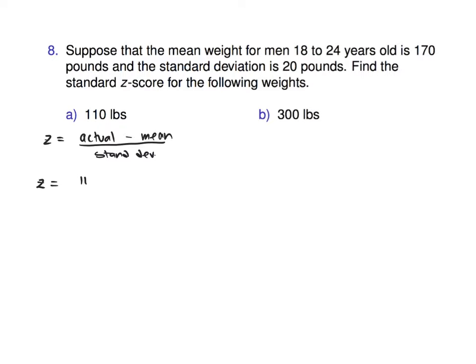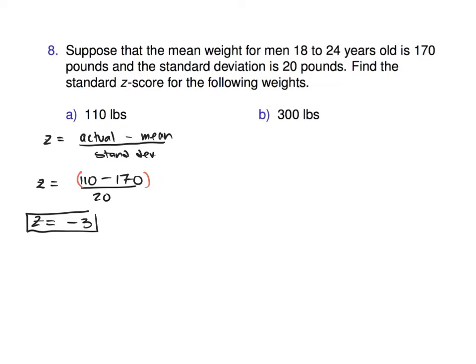So it would be 110 minus 170 over 20, so Z is, I think it's -3. Yeah. Oh, I forgot the parentheses. Yeah, make sure you put parentheses, because if you don't, what your calculator is going to do is 170 divided by 20, and then it's going to do 110 minus that. Does that make sense?